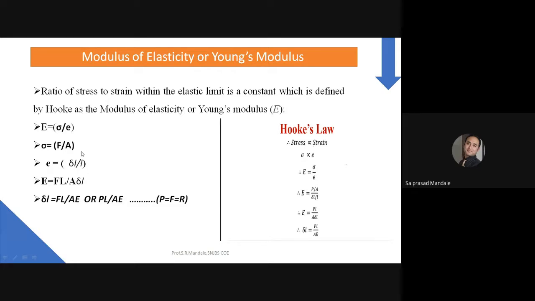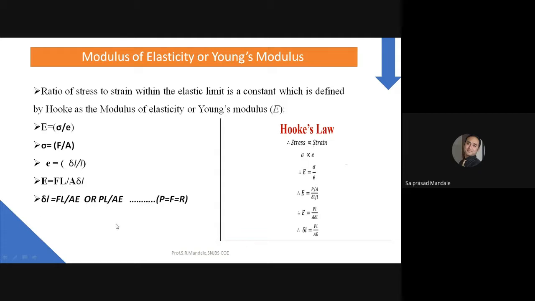So what I have done, I have put the value of stress and strain in the equation of E. So the equation will be E, or modulus of elasticity, equals F upon A divided by delta L upon L. So delta L upon L goes upward. The formula for the modulus of elasticity becomes FL upon A into delta L. From that, we can rearrange the terms and we have the formula for delta L equals FL upon A, or PL upon A.